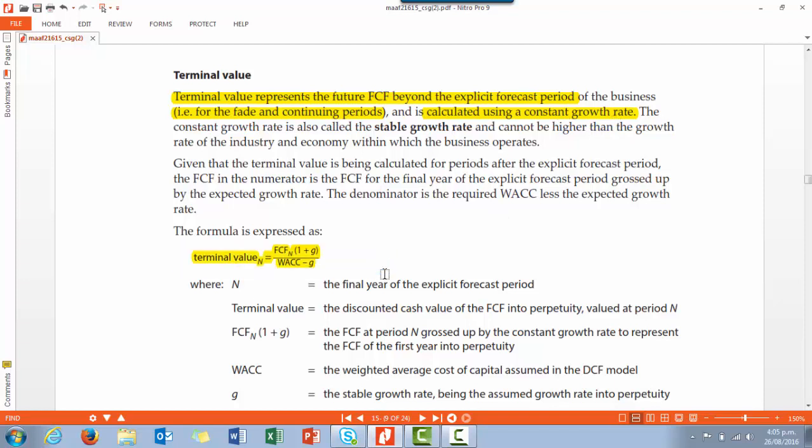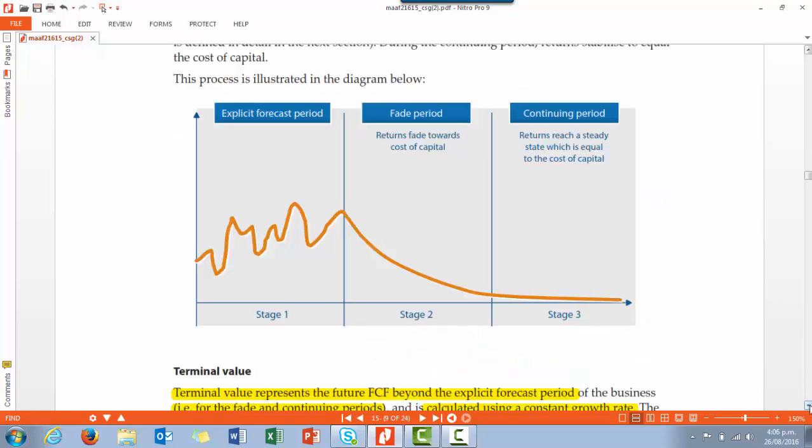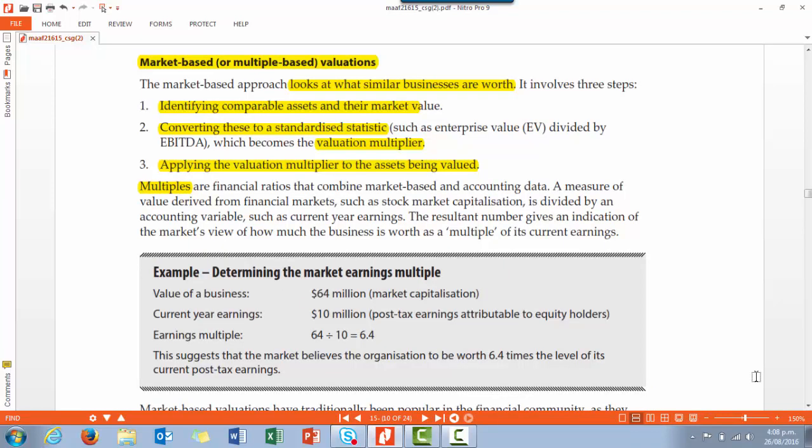There are some examples for you to work through to practice calculating the terminal value within worked example 15.1 as well as activity 15.1. So once cash flows have been calculated for the explicit forecast period, as well as the cash flow for the fade and continuing periods, which is called the terminal value, these are discounted to get the valuation of the business. Let's now look at market-based valuations.